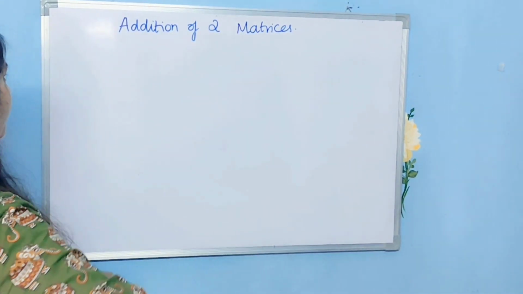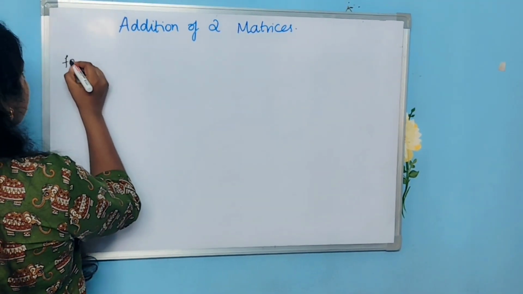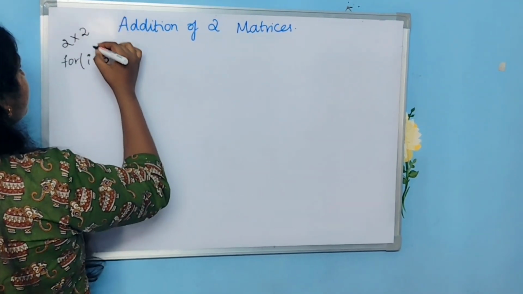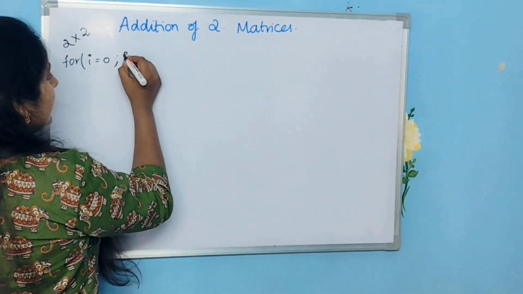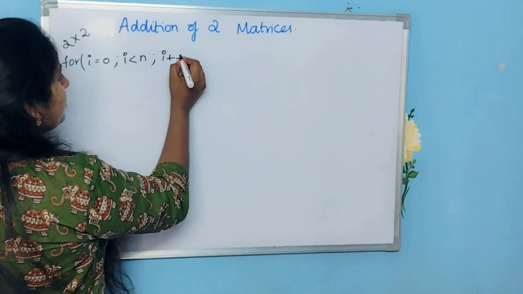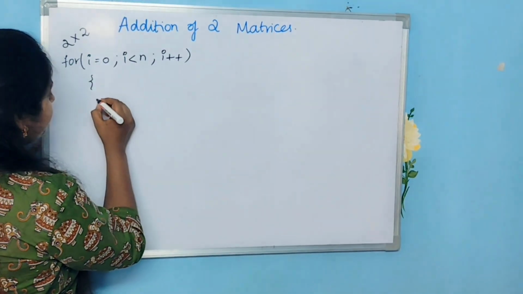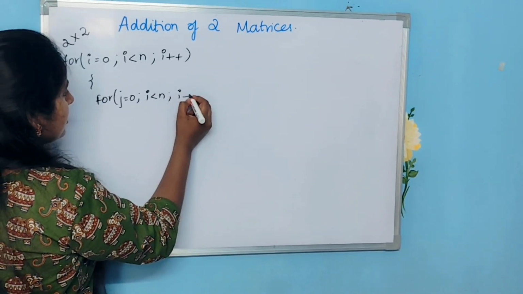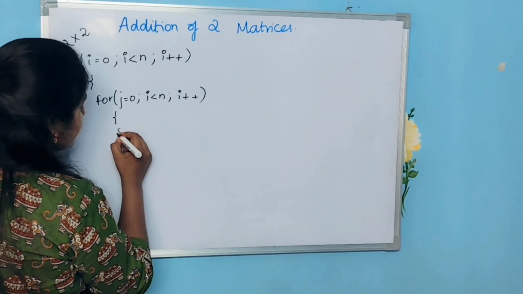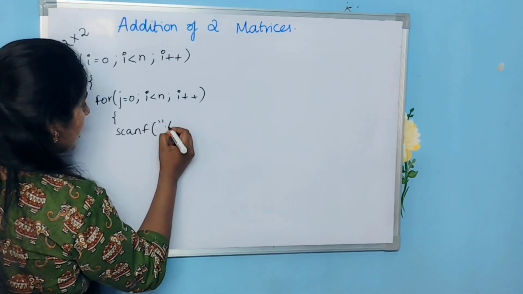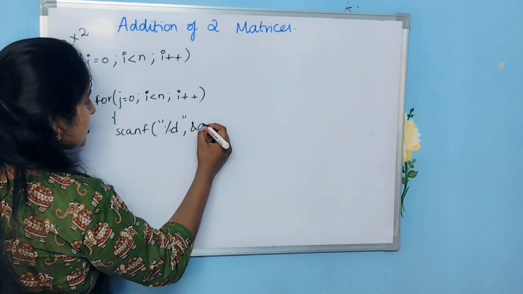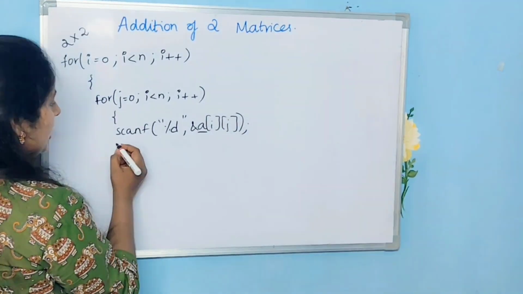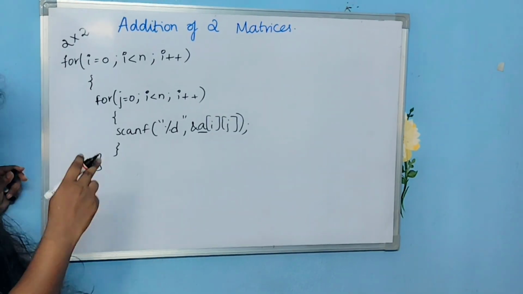So for my first matrix, for i equals 0, I want 2 rows and 2 columns, so i is less than n, i plus plus, for my first row. For j equals 0, j is less than n, j plus plus. To take elements from the user, I will use scanf %d, ampersand of a of i j. My array name is A. This is for reading elements into the first matrix.